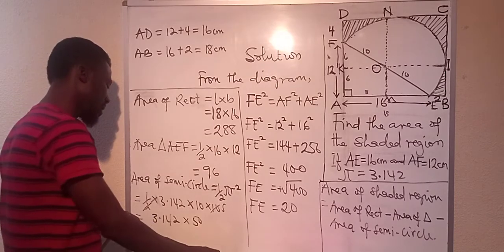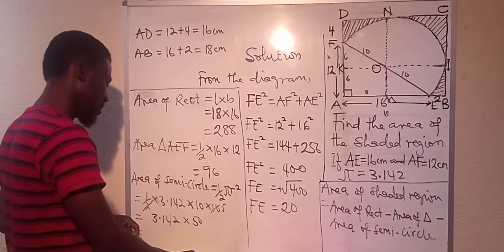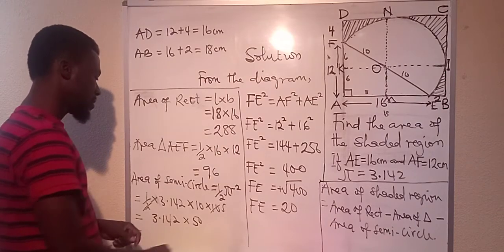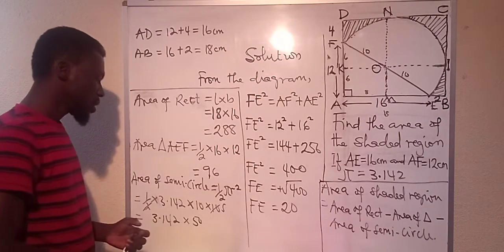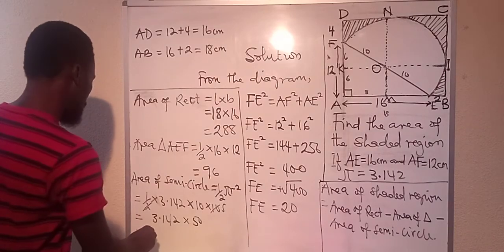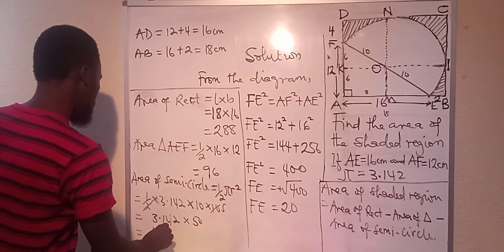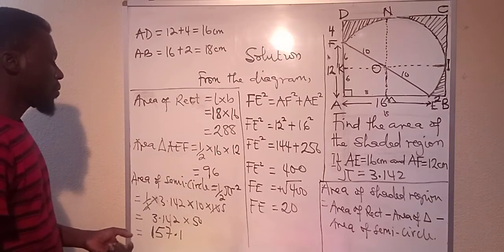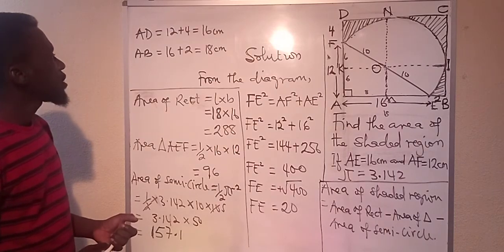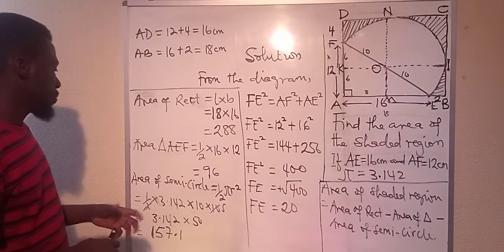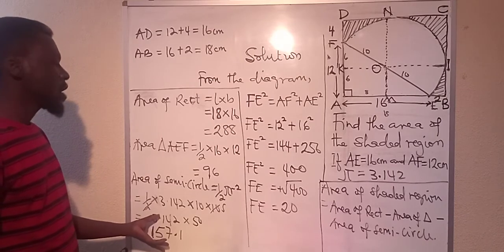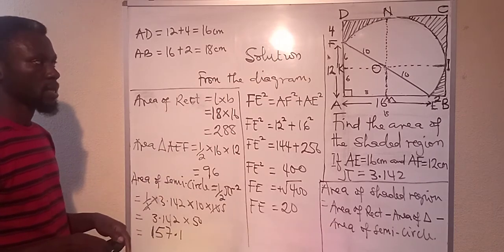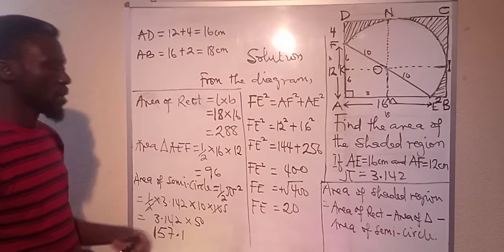What will that give us? Let's see. 3.142 multiplied by 50 gives us 157.1. That is what it gives us. So now, what are we going to do? We are going to find the sum of the area of the semicircle and that of the triangle. Then we subtract it from that of the rectangle to find the area of the shaded region.